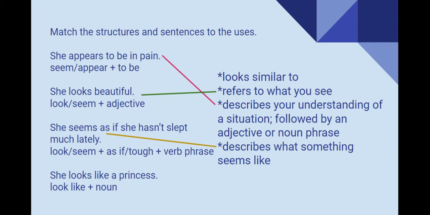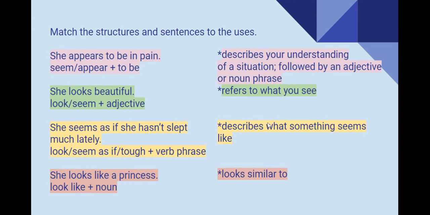Okay, so it's similar to the one in the beginning. She appears to be in pain. It's just a different structure, but in both we are interpreting what we see. And the last one, we use look like plus a noun when we want to talk about something that looks similar to another thing. We are comparing. So here we have them next to each other.